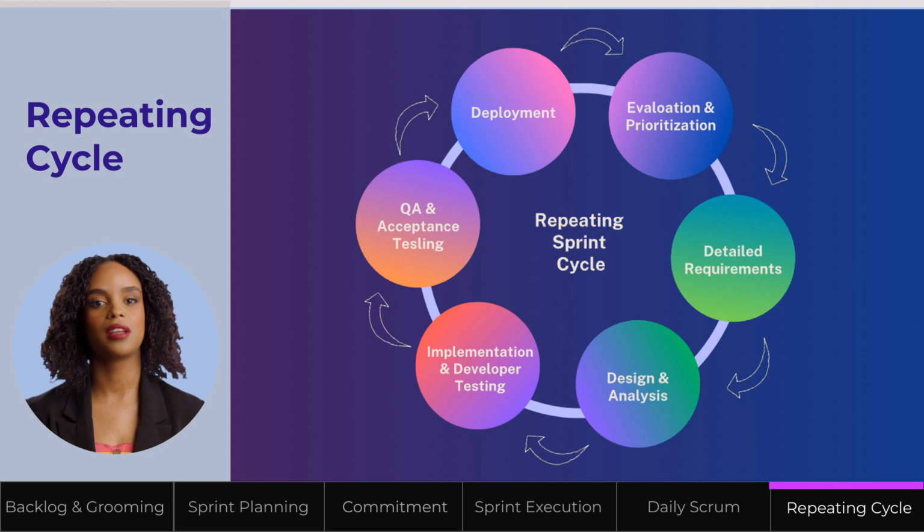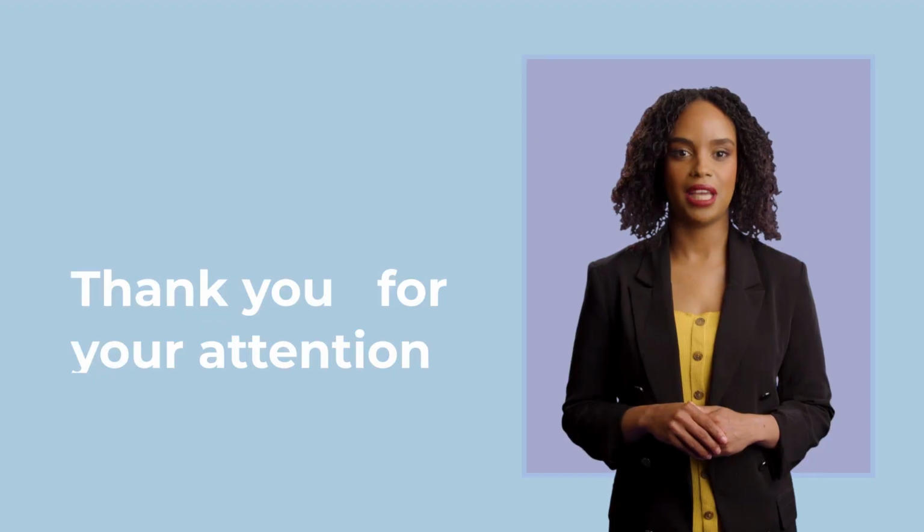At this point, the sprint cycle repeats. The Scrum team determines the next most important set of product backlog items it can complete during the next sprint. After many sprints go through the repeating cycle, the product owner's vision is realized and the final product is created.